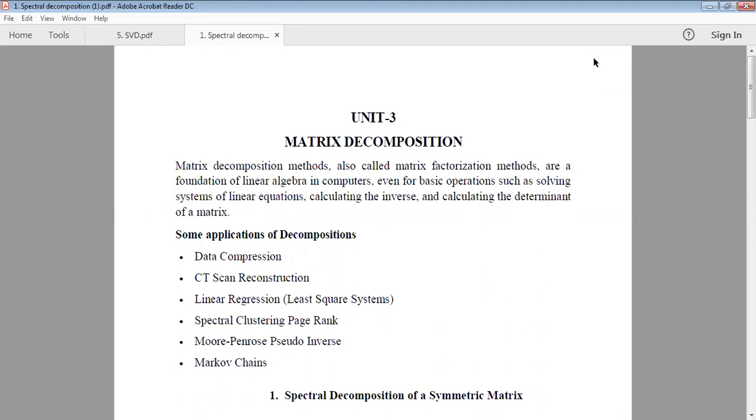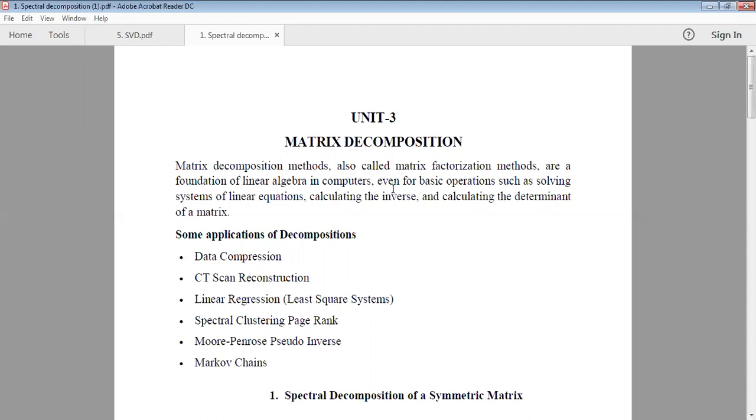Matrix factorization means we write the matrix A as a product of some matrices, a product of two matrices or a product of three matrices. A product of two matrices means QR decomposition or LU decomposition. A product of three matrices means SVD: A can be written as a product of three matrices, the singular value decomposition.